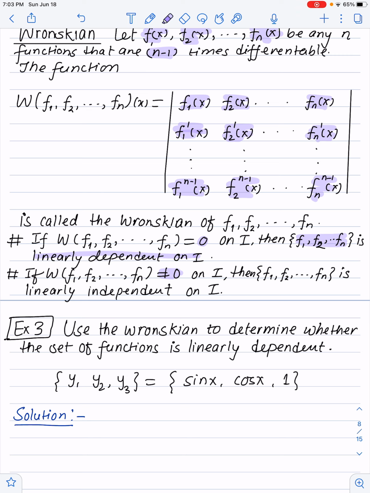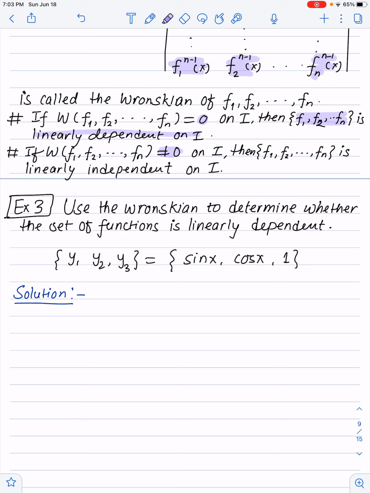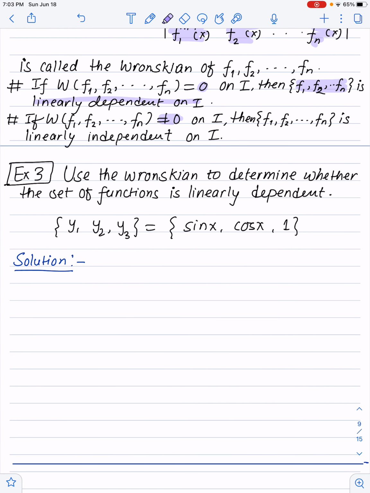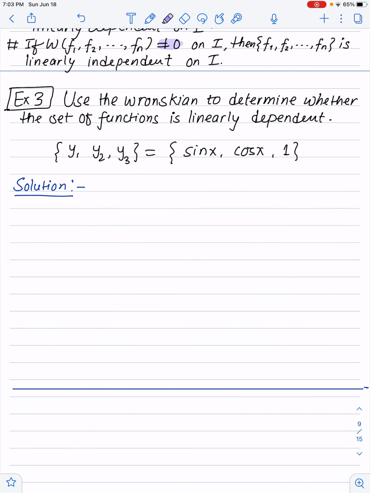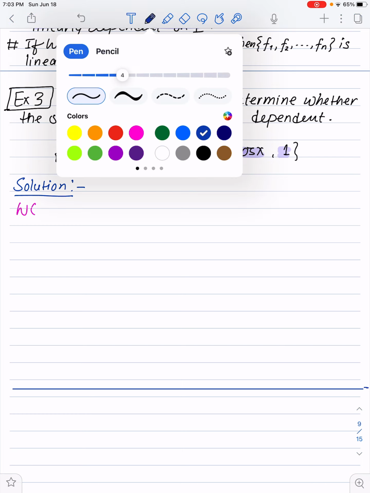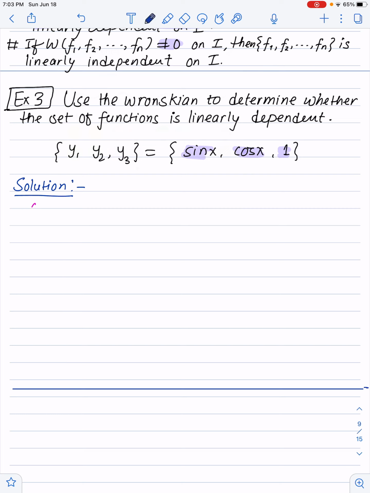So if you find the determinant of these values and then check whether it is 0 or not, that will help you find whether those functions are linearly dependent or independent. Okay, so we will use the Wronskian method to check linear dependence or independence. Let's take an example. It says use the Wronskian to determine whether the set of functions is linearly dependent. Here we have a set of functions y1, y2, y3. So I'm going to find the Wronskian of y1, y2, y3.